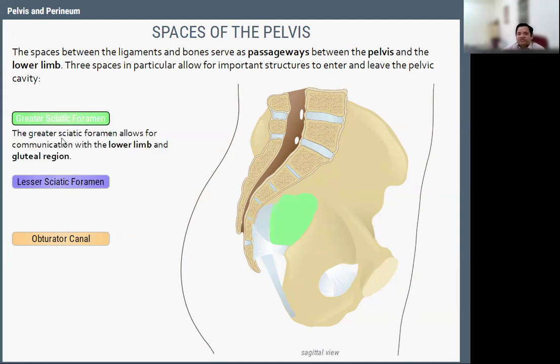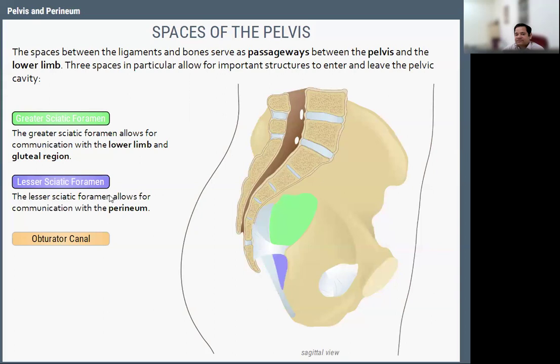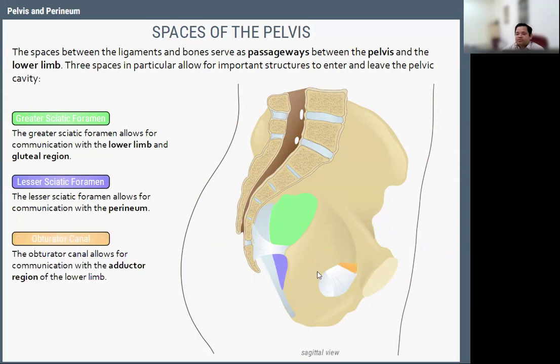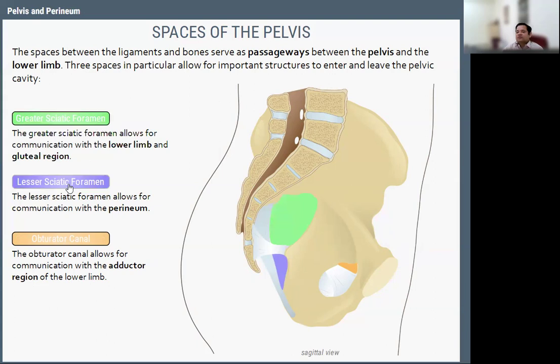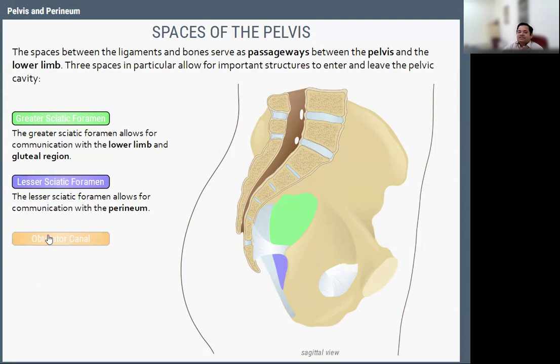So you can see, first is the greater sciatic foramen. It allows communication between the lower limb and gluteal region. Then the lesser sciatic foramen, which is communication between the perineum and pelvis, and then there is the obturator canal. It allows communication with the adductor region of the lower limb. So basically, there are three things. First is the greater sciatic foramen, which is for the lower limb and gluteal region. Then the lesser sciatic is for the perineum, and the obturator canal is again for the adductor region of the lower limb.